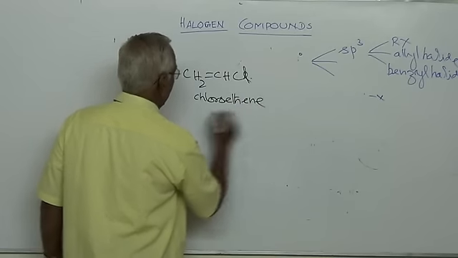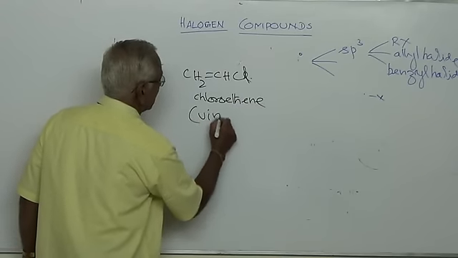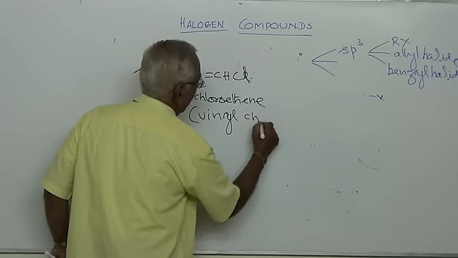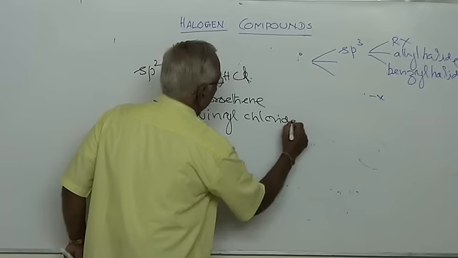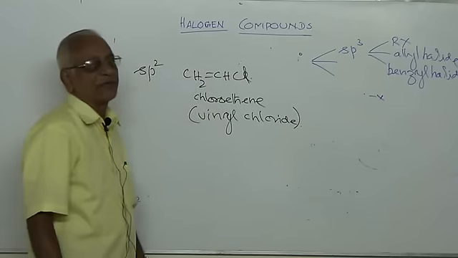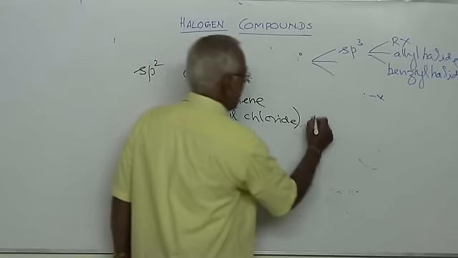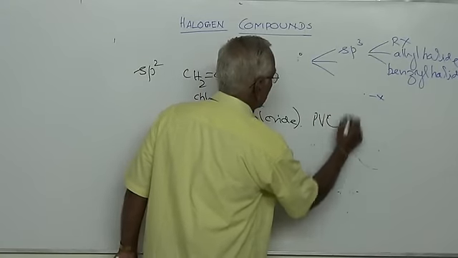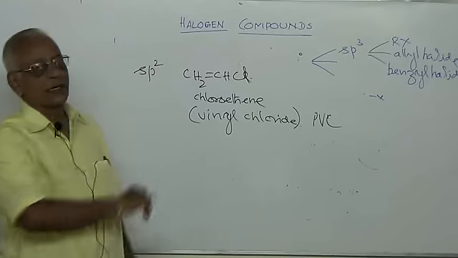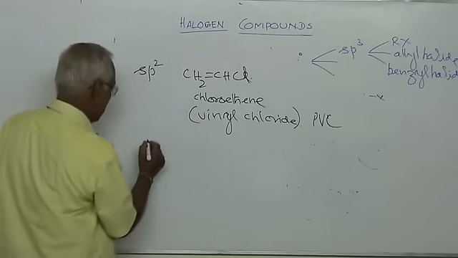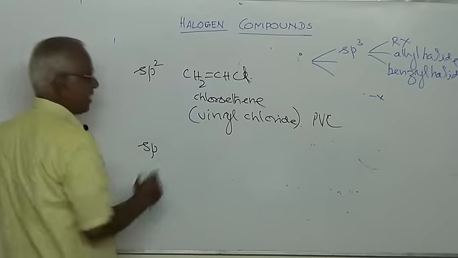What is the commercial name? A very important compound. This is going to be vinyl chloride. Now you know vinyl chloride is the monomer for the preparation of polyvinyl chloride, PVC. The famous PVC is prepared from this compound. In that context, this is commercially and industrially an important compound. Chloroethene.